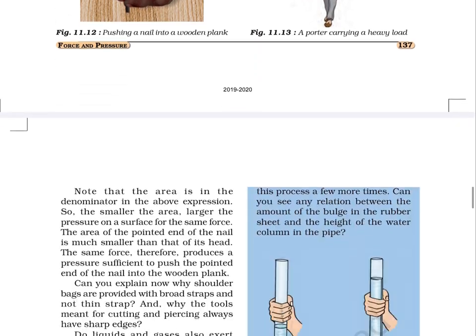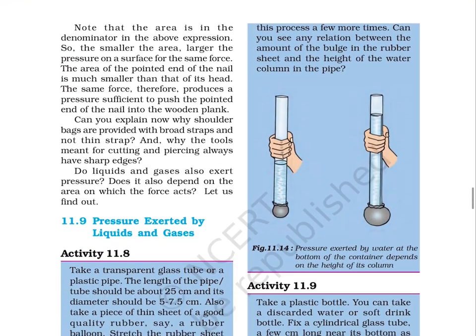Page 138. Note that the area is in the denominator in the above expression. So, the smaller the area, the larger the pressure on a surface for the same force. The area of the pointed end of the nail is much smaller than that of its head. The same force, therefore, produces a pressure sufficient to push the pointed end of the nail into the wooden plank. Can you explain now why shoulder bags are provided with broad straps and not thin straps? And why the tools meant for cutting and piercing always have sharp edges?